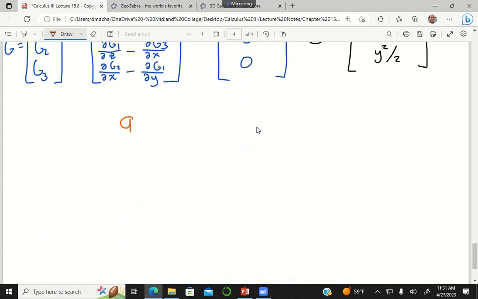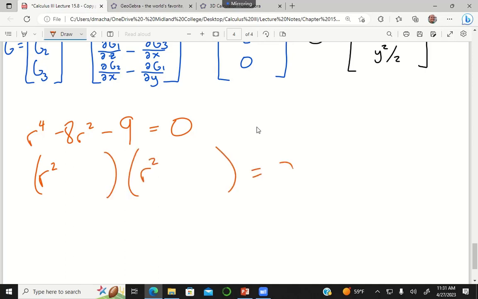So let me write that again as r to the 4th minus 8r squared minus 9 equals 0. I'm trying to think, does that factor? Yeah, that factors. Okay, so that factors as, what? r squared minus 9 and r squared plus 1.